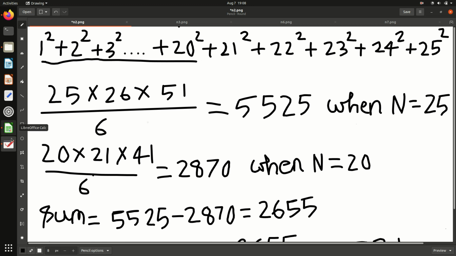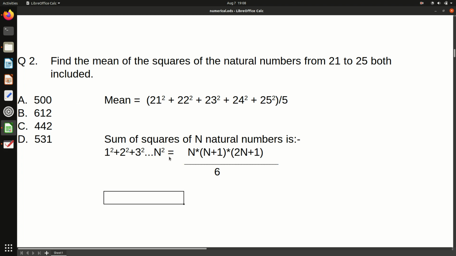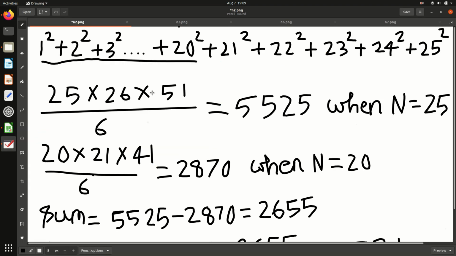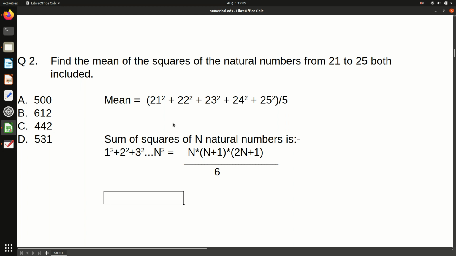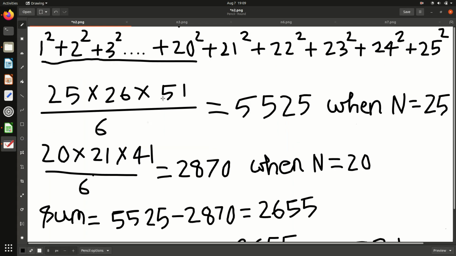Now to solve it, just put it in the formula. n basically means up to what natural number we are going. At first we will go up to 25, so n will be 25. So 25 into n plus 1, 26, into 2n plus 1, which is 2 into 25 plus 1, 51, divided by 6. Now this is the sum of 1 square plus 2 square up to 25 square.